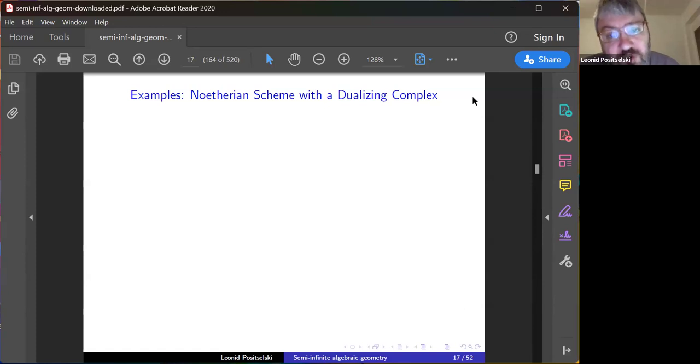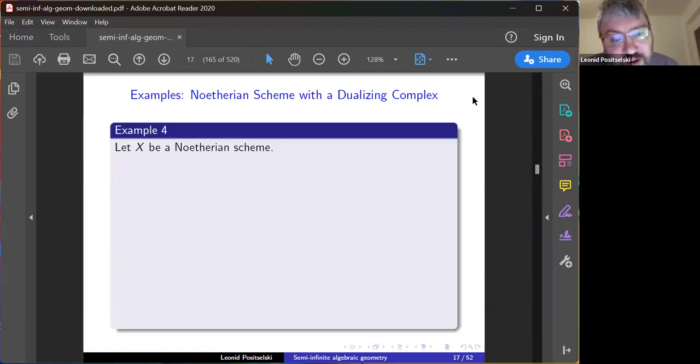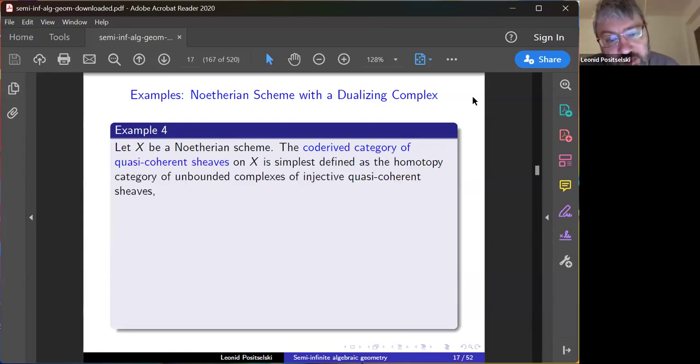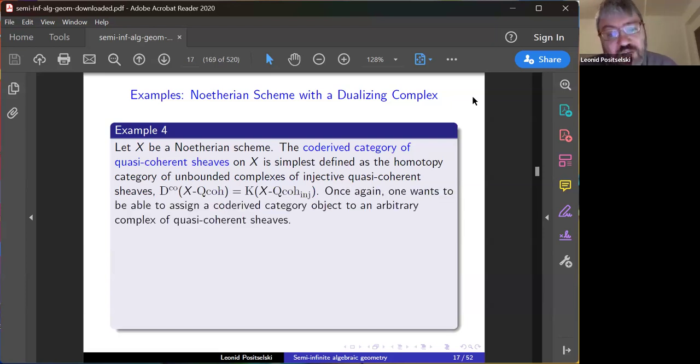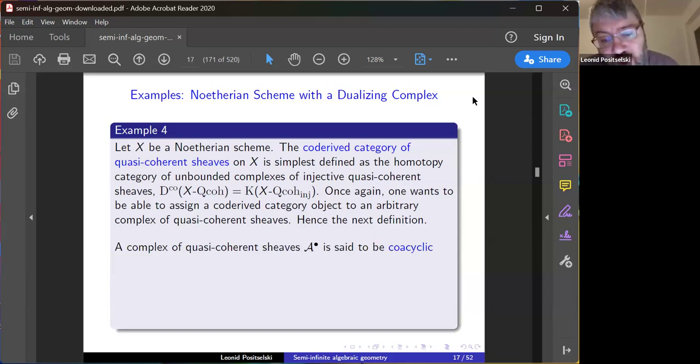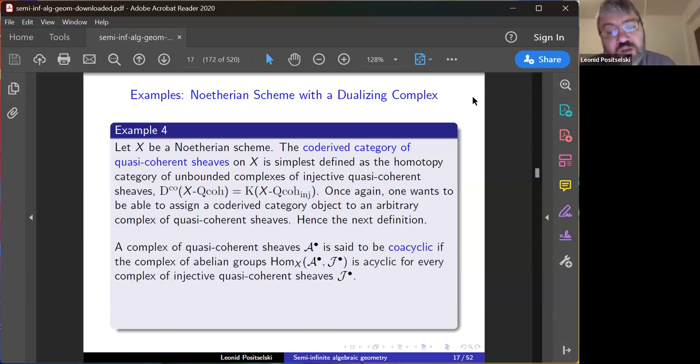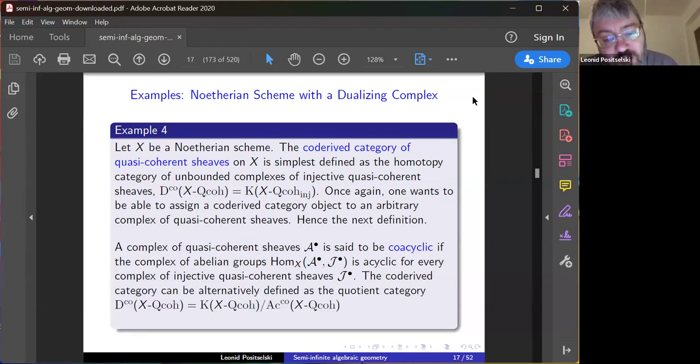Example: Noetherian scheme with a dualizing complex. Let X be a Noetherian scheme. The coderived category of quasi-coherent sheaves on X is simply defined as the homotopy category of unbounded complexes of injective quasi-coherent sheaves. Once again, one wants to be able to assign a coderived category object to an arbitrary complex of quasi-coherent sheaves. And this has the next definition, similar to the previous slide. A complex of quasi-coherent sheaves is said to be quasi-acyclic if the complex of abelian groups Hom between the two complexes of quasi-coherent sheaves is acyclic for every complex of injective quasi-coherent sheaves. The coderived category can be alternatively defined as the quotient category of the homotopy category of complexes of quasi-coherent sheaves by the localizing subcategory of quasi-acyclic complexes.